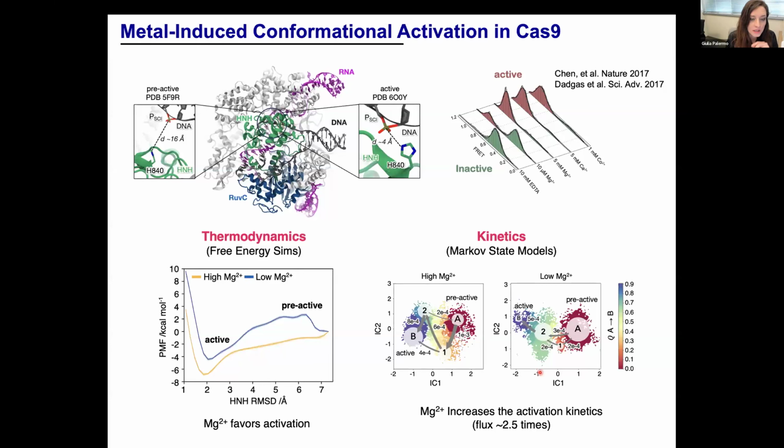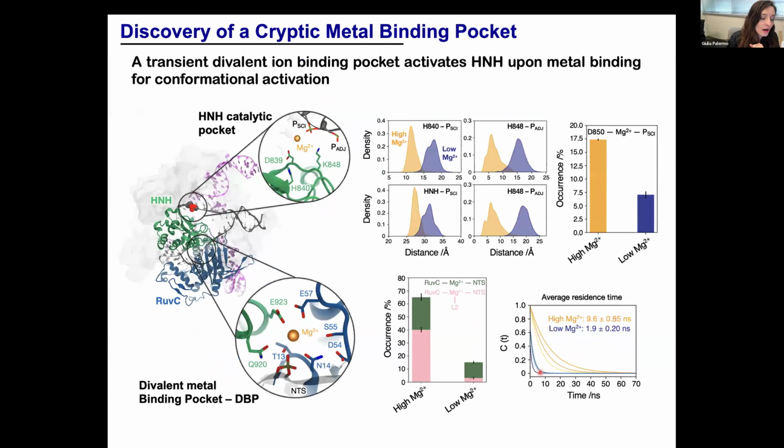But what was more interesting in this study by Ahsan, Alexa, and colleagues is that they were able to observe the formation of a cryptic divalent metal binding pocket at high concentration of magnesium. A pocket that is not observed in cryo-EM studies, is not observed in X-ray crystallography studies, but transiently appears at high concentration of magnesium to enable HNH to more favorably reach the active site. Sorry for my English: at high concentration of magnesium, HNH reaches more favorably the catalytic pocket.